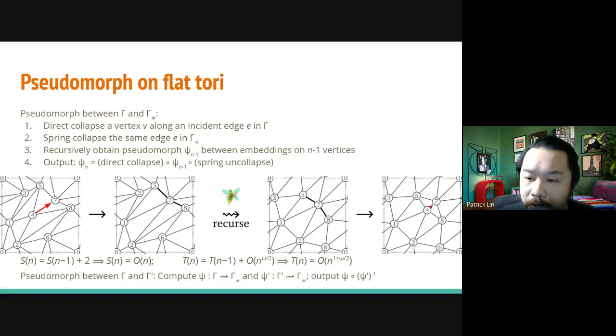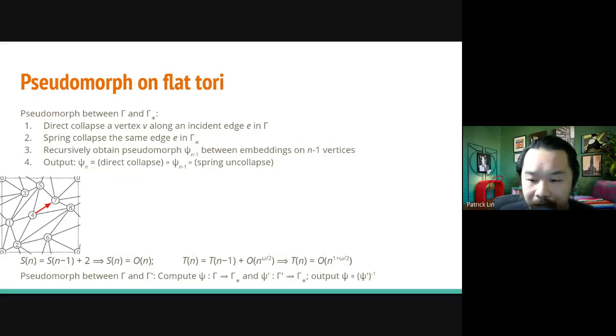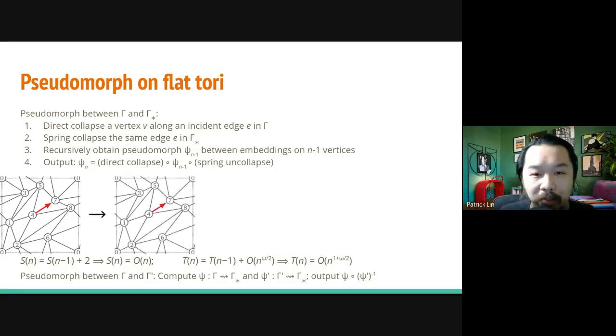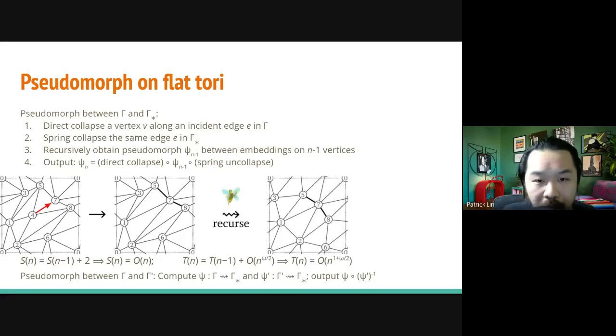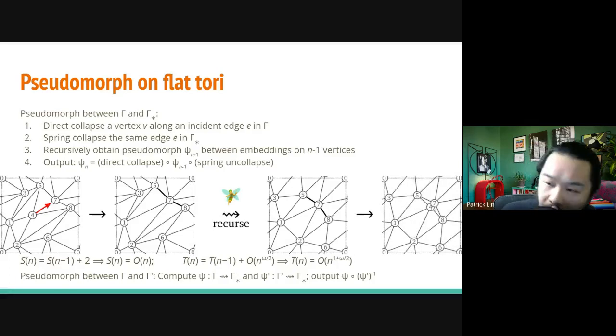if we need to find a pseudomorph between two arbitrary embeddings. If you analyze the running time for this recurrence, we find that quite amazingly, the number of steps is linear, which matches the best known result that I cited for the plane. And actually the running time is also the same as the best known result for the plane. This was sort of magical that it turned out this way.